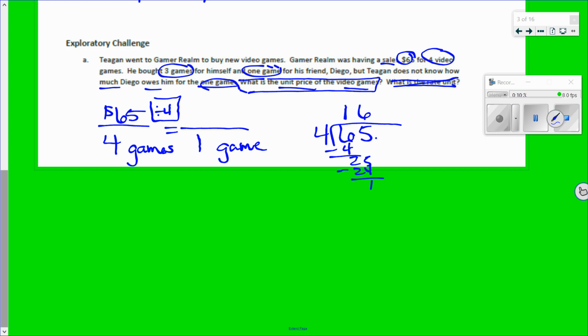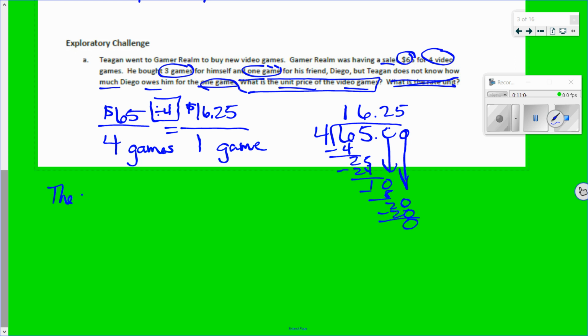I'm not done yet, so I add a decimal and a 0. The 0 comes down. 4 goes into 10 twice. Gives me an 8. Still not at 0, so I can add another 0 and bring it down. 4 goes into 25. Now it's finally at a 0. If it wasn't at a 0, I'd go 1 more space, and then I could round, okay? Because we're talking about money. So what was my unit price? $16.25.